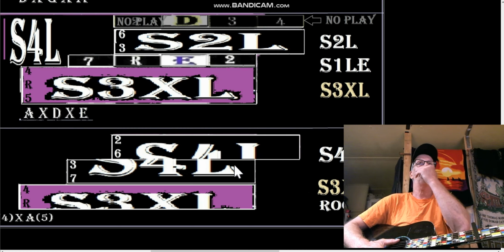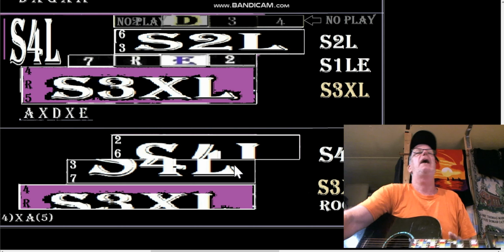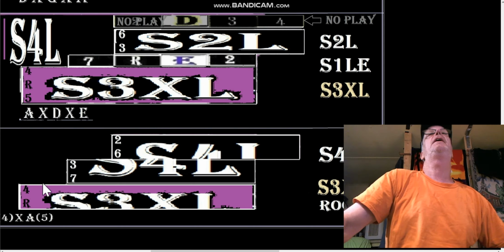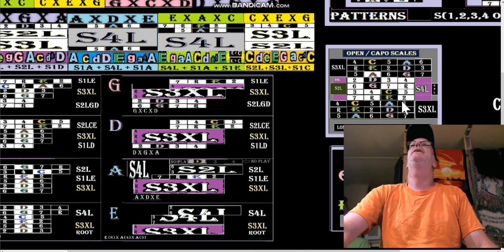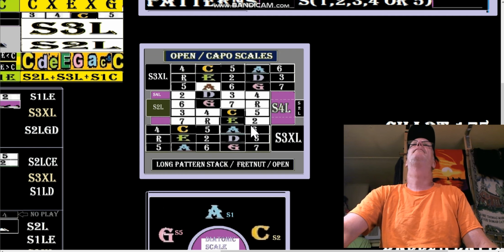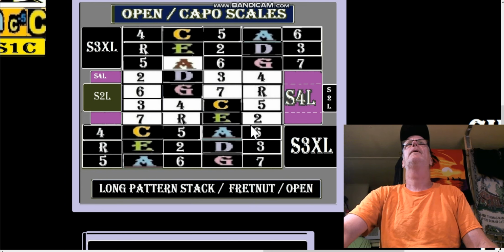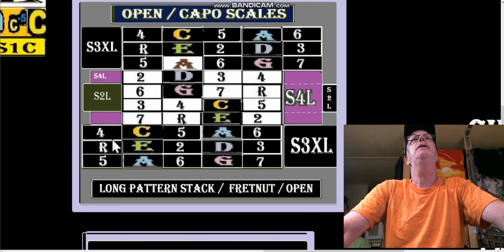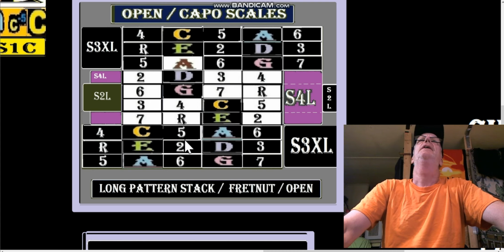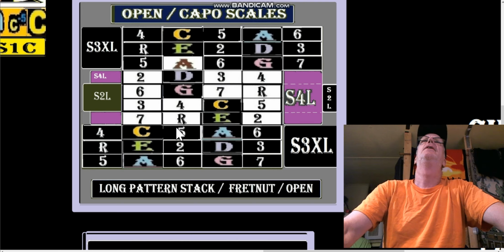The only thing you have to do is know how that S4L sits on top of that S3XL, and I have that right here. Here's our S3XL. So what we're playing is root, 2, 3, 4, 5, 6. You take the 5, 6, and you have your little mini 7 right there.